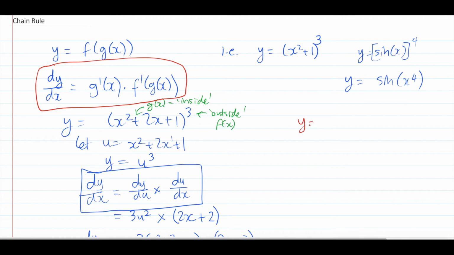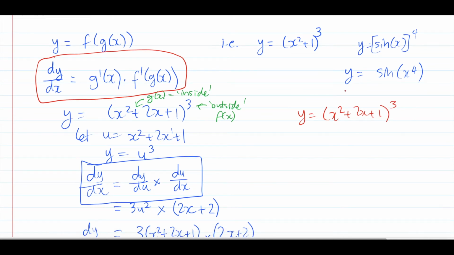I'm going to put on the right hand side, y equals x squared plus 2x plus 1 to the power of 3. Now remember, with chain rule, you just need to know which one is the inside function and which one's the outside function. We've already determined over here: this is inside, and the cube is the outside function. Once you know what's inside and what's outside, it's very simple to apply the formula. So let's have a look at it.